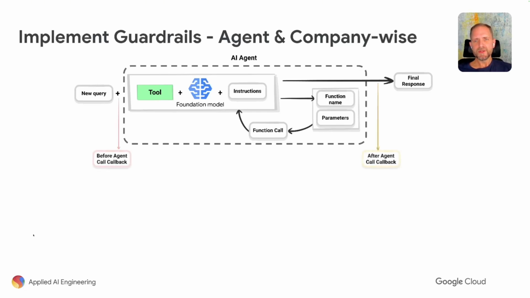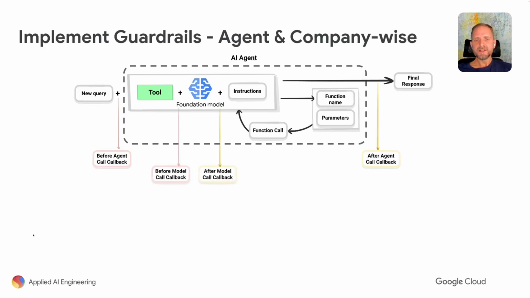The first checks that we need to apply are related to before we call an agent and after we call an agent. An example is before I call an agent, I want to know if I have all the necessary context to answer the question. For example, do I have the user preferences?